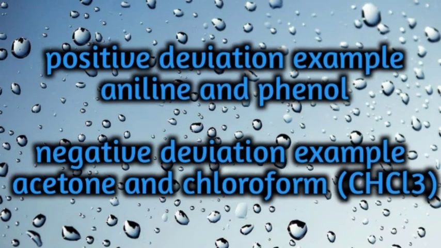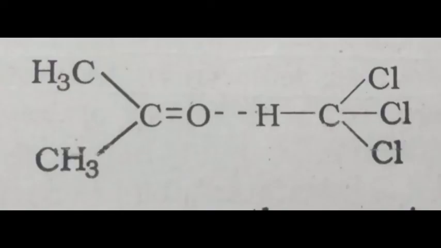The example for positive deviation is aniline and phenol because they interact with themselves instead of interacting with the other molecule. And a negative deviation example is acetone and chloroform. The main reason for this is hydrogen bonding. The main interaction between them is hydrogen bonding. As you guys can see, carbon is bonded with oxygen, which is the second most electronegative atom in the whole periodic table. So it pulls all the shared pair of electrons towards itself.